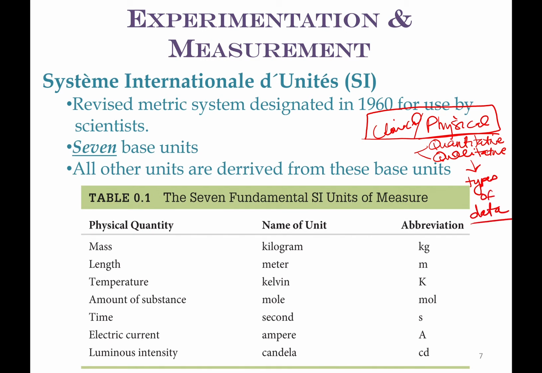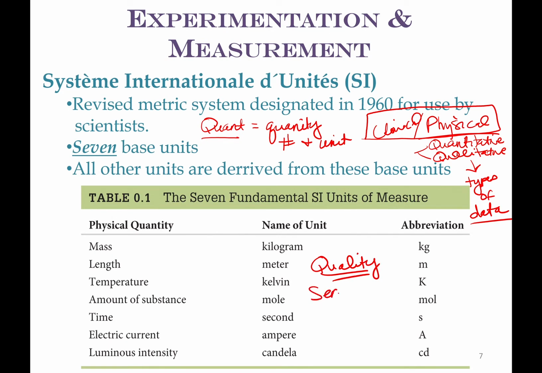Data is actually a plural word. So quantitative, it has a quantity. It has a number and a unit. Qualitative, quality, is from our senses. See, smell, taste. Don't taste in the lab. Not in lab. Feel. So our senses are what we're going to use for qualitative data.